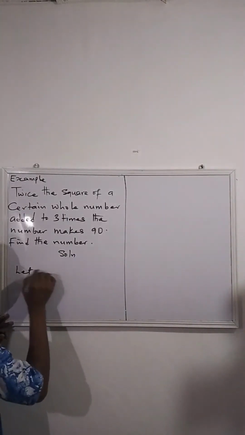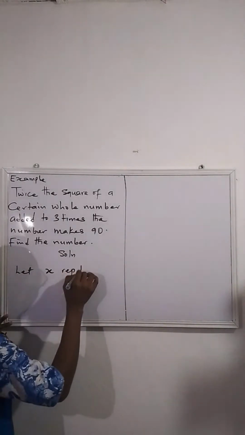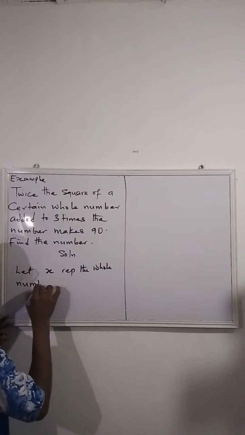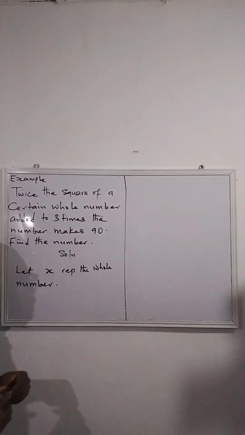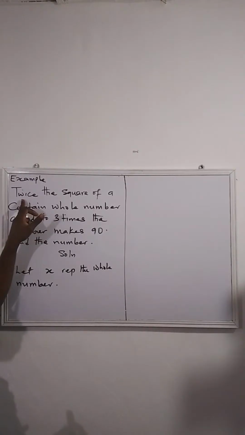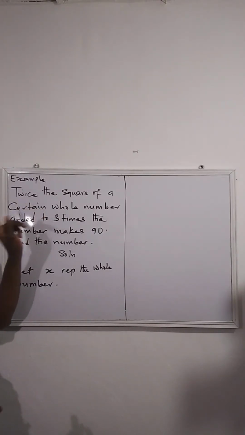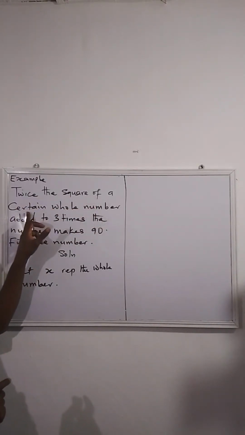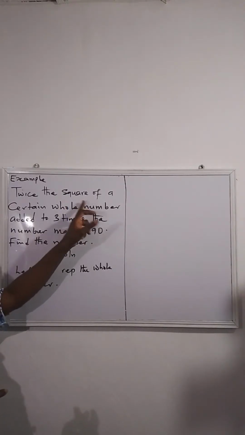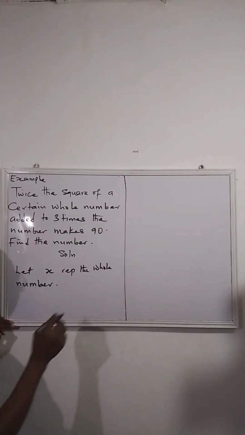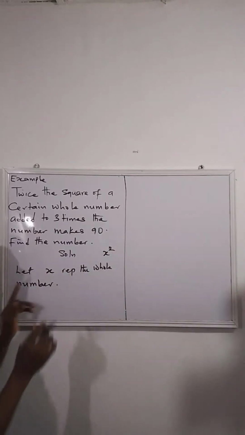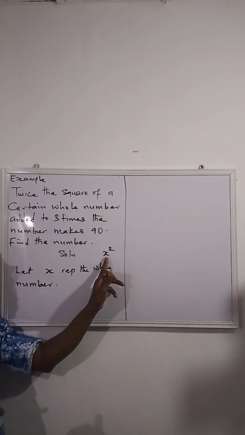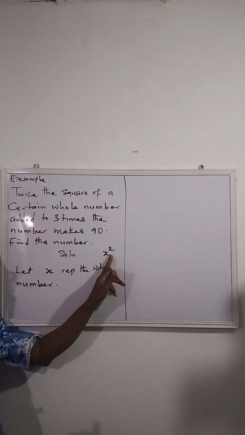So now I will start by saying, let x represent the whole number. Because the question is talking about a whole number. Now, the question says that twice, when we say twice, it means 2. Twice the square of a certain whole number. So square of a certain whole number will be x squared. Since we have represented a certain whole number with x, that means square of that certain number is going to be x squared. Is that clear?